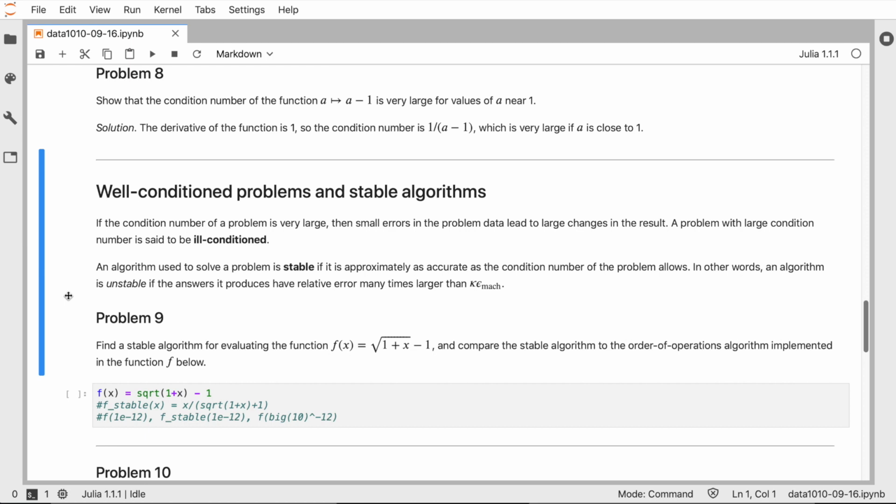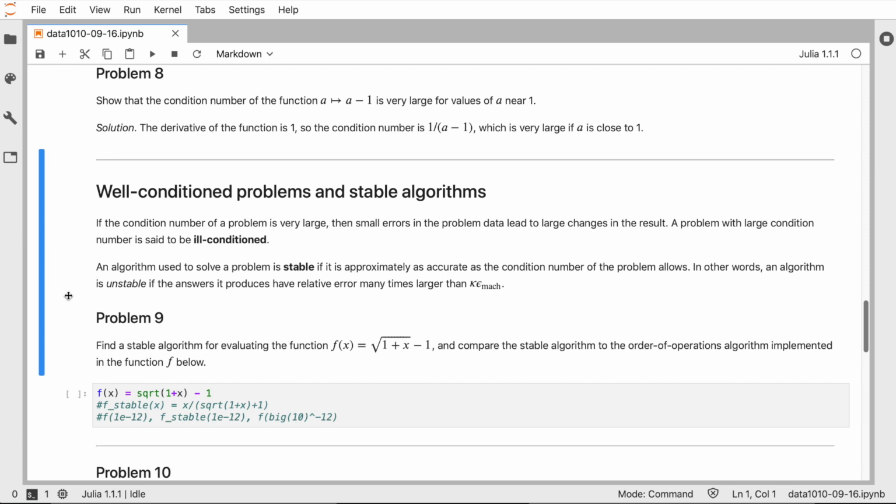So you should expect to get an error of around kappa times machine epsilon if you solve the problem well. However, you can choose bad algorithms for a problem. You can choose an algorithm that has an ill-conditioned step in it, even if some other algorithm might exist that doesn't have that step in it. And then you're going to be getting relative error that's much larger than it has to be. It's much larger than the condition number of the underlying problem itself. And such an algorithm is said to be unstable.